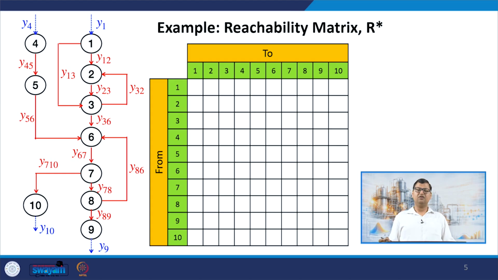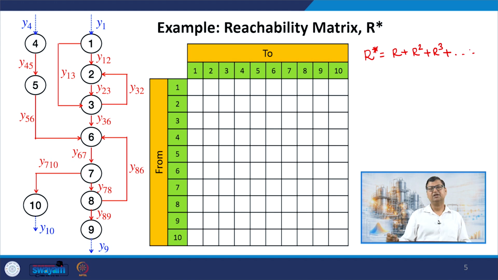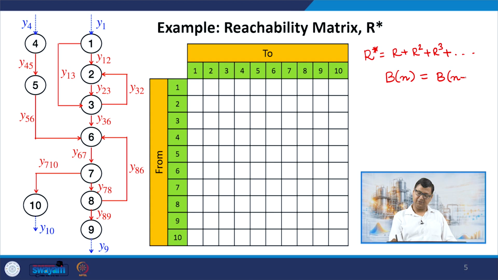The more formal way of doing it is to compute R star as R plus R square plus R cube and so on. We keep doing the sum until it becomes constant, or in terms of the Boolean sum, when Bn becomes equal to Bn plus 1. For acyclic graphs, the higher powers of R will vanish, and for a cyclic graph, it becomes kind of periodic. But nonetheless, this R star will converge to some value, and that is the reachability matrix we have defined.